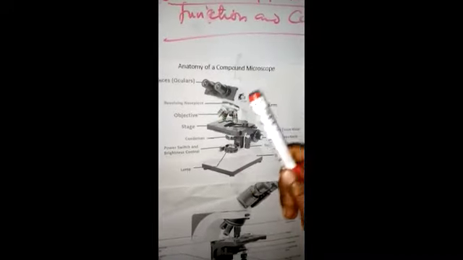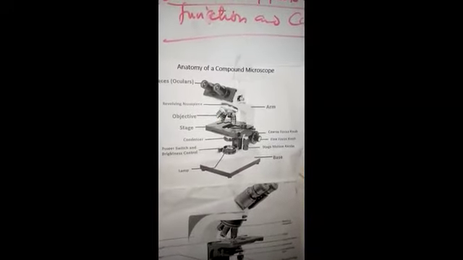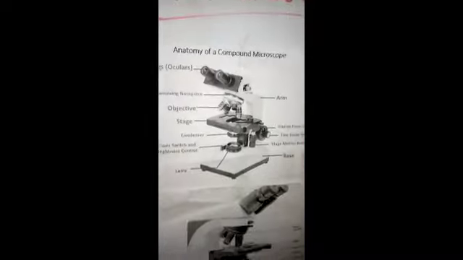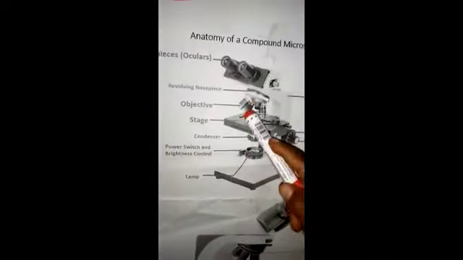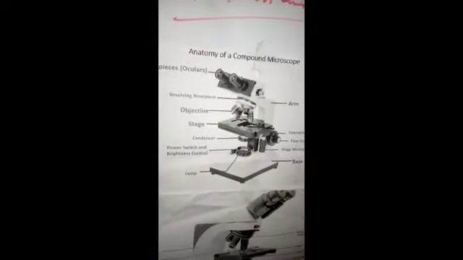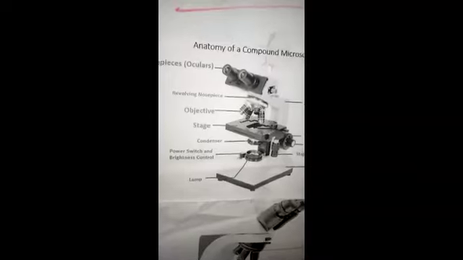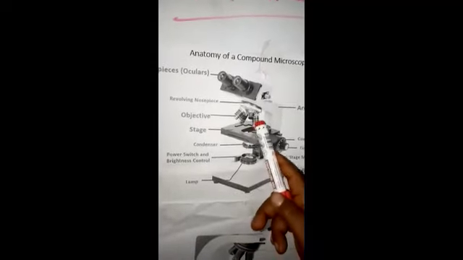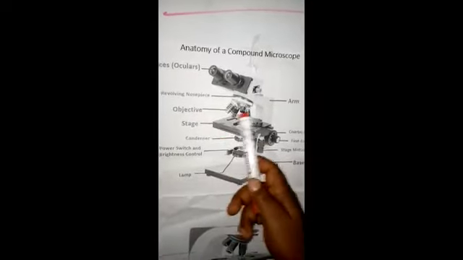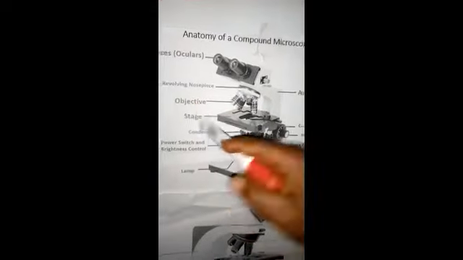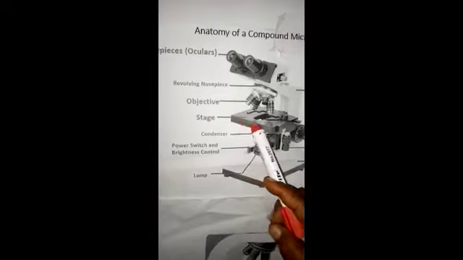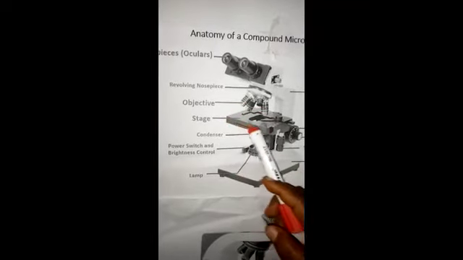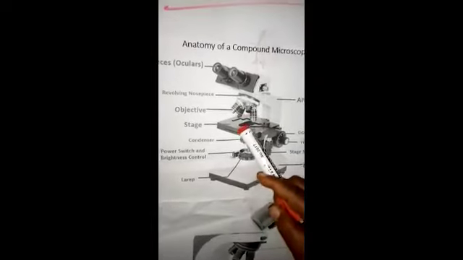You can turn and use any of them depending on the power of magnification, depending on how you want to enlarge the organism. You can see there's times 10, times 20, times 40, times 100. As you want to increase the magnifying power, you rotate it. Each of these is called the objective that you then use to focus on the object. Then this is the stage where you place the slide, where the specimen is.